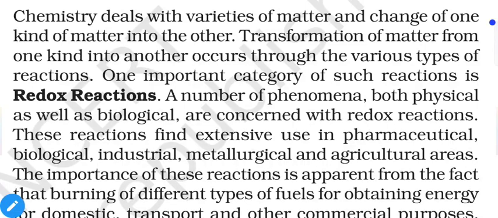And in chemical changes, the majority of reactions are redox reactions. This type of transformation can occur with various types of reactions, and one of the important types is redox reactions. A number of phenomena, both physical as well as biological, are concerned with redox reactions, and these reactions find extensive use in pharmaceuticals, biological industries, metallurgies, agriculture, etc.